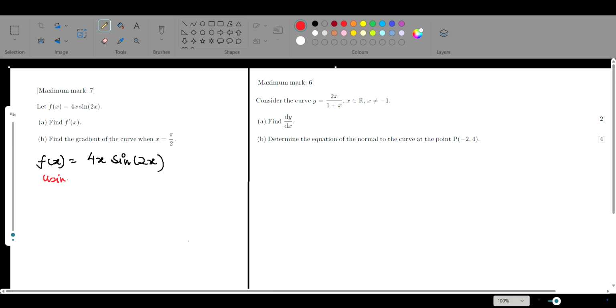Using the product rule here, so f dash x will be what? Let me differentiate the first function. It is 4. The second function will be sine 2x. Then I add the first function 4x, and the differentiation of sine 2x will be cos of 2x, and since the 2x needs to differentiate again because it's already composed in the cos function, so I need to multiply the differentiation of 2x, which is 2.